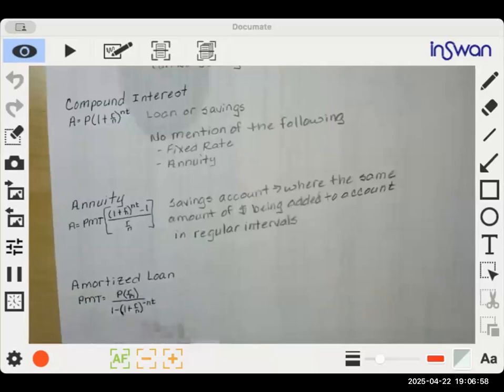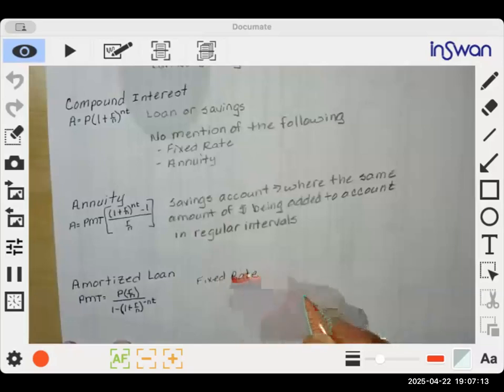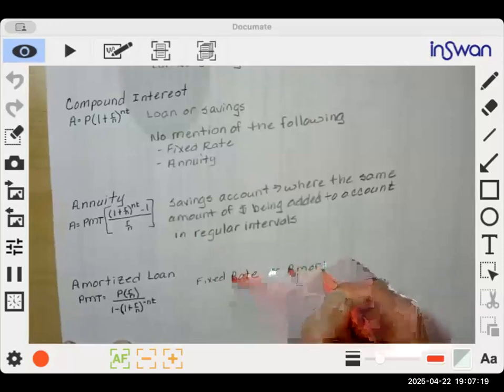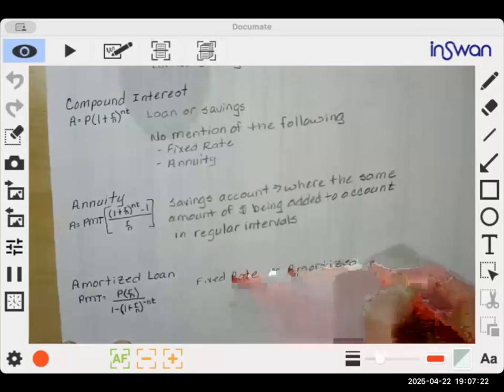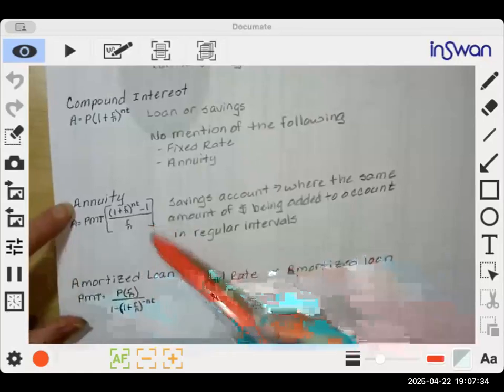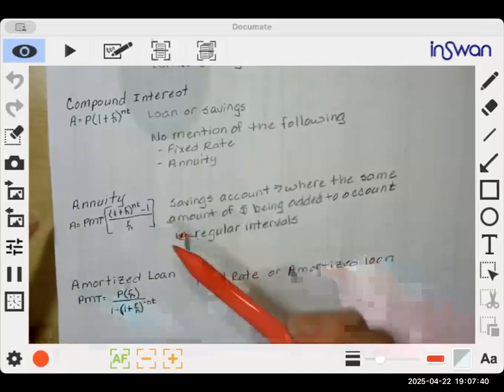All right, and an amortized loan, you only use this formula when it mentions a fixed rate or it says amortized loan. So there are two bigger formulas. These two are the bigger formulas. I'm from Wisconsin, so I've got cheesy things to say here.